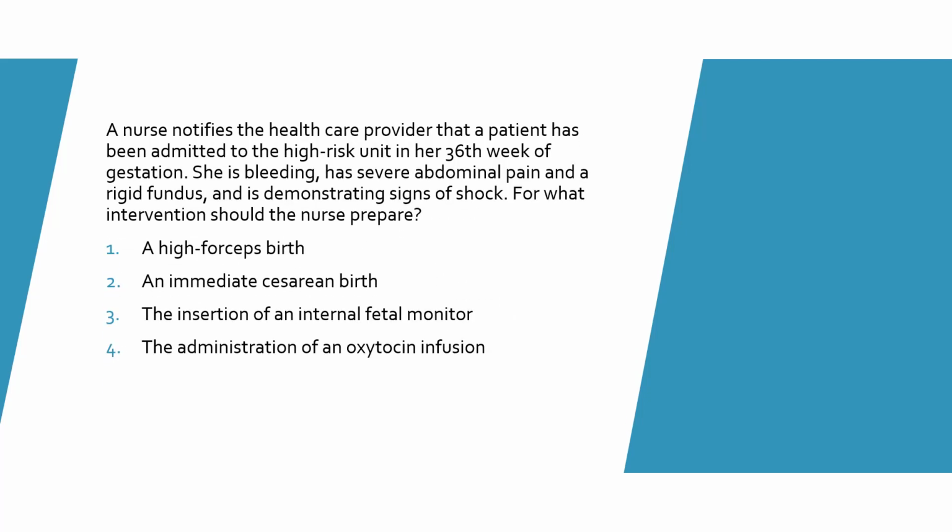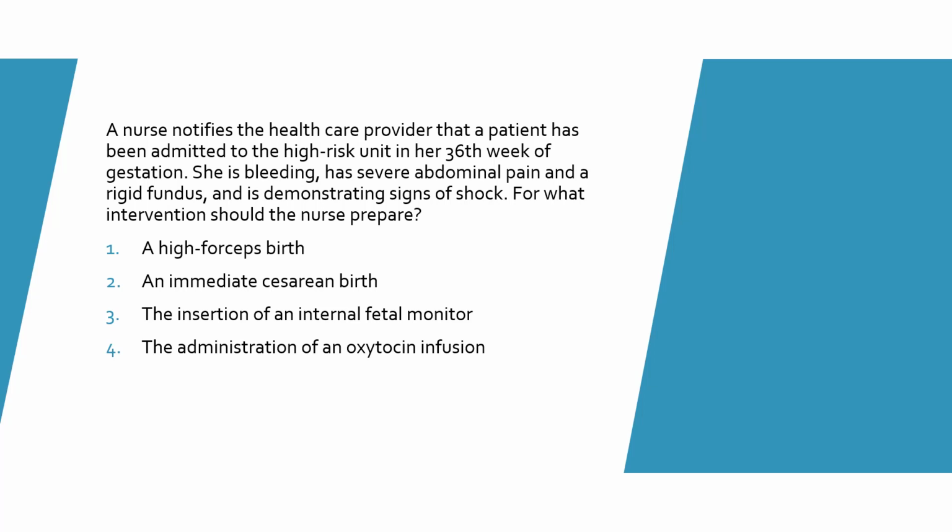Final question. A nurse notifies the healthcare provider that a patient has been admitted to the high-risk unit in her 36th week of gestation. She is bleeding, has severe abdominal pain and a rigid fundus, and is demonstrating signs of shock. For what intervention should the nurse prepare? 1. A high forceps birth. 2. An immediate cesarean birth. 3. The insertion of an internal fetal monitor. Or 4. The administration of oxytocin infusion.